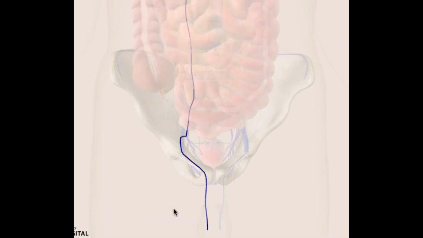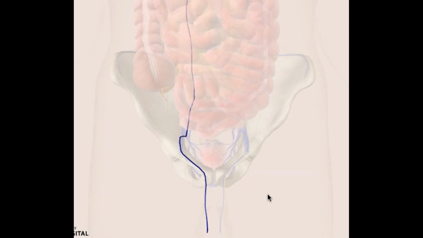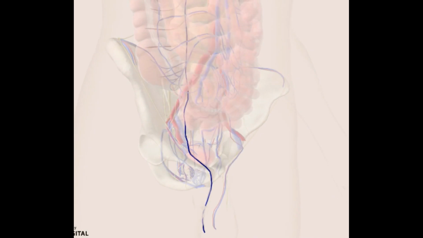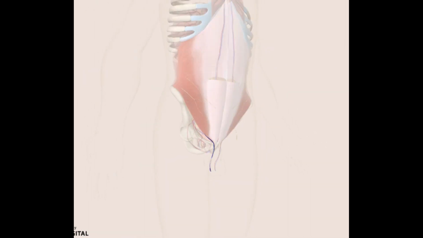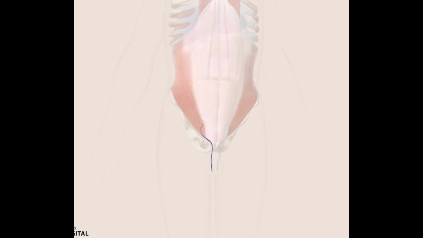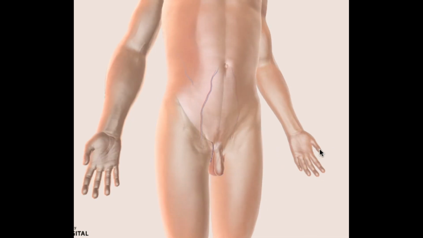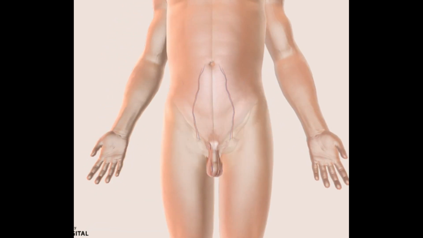So here we are looking at a diagram that shows us the position of the testicular vein, and we're going to be taking a look specifically at the right testicular vein. This is like a model of a human being, as you can see here, and we're going to be taking a little bit the layers out so we can see what's going on inside.